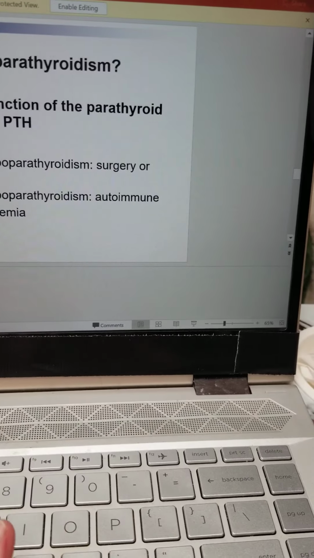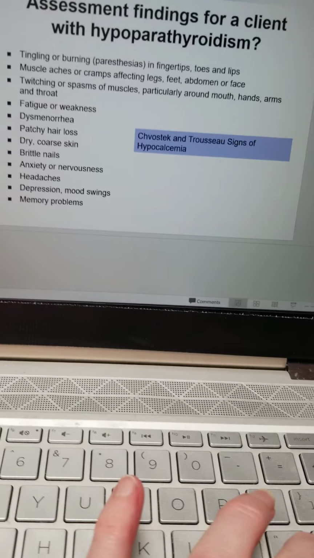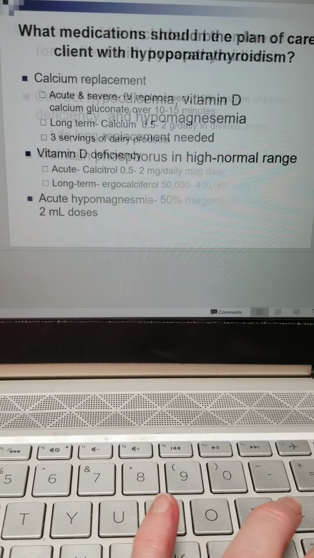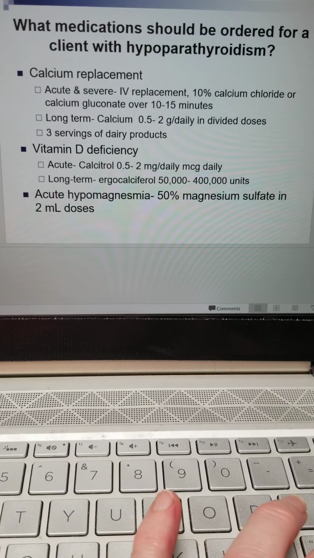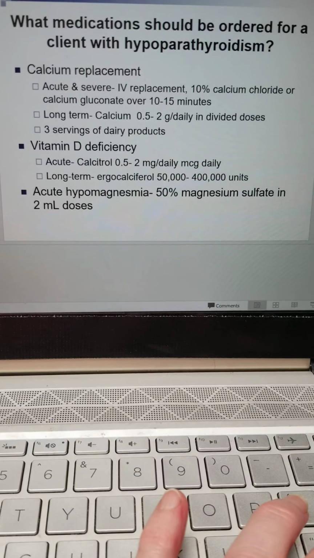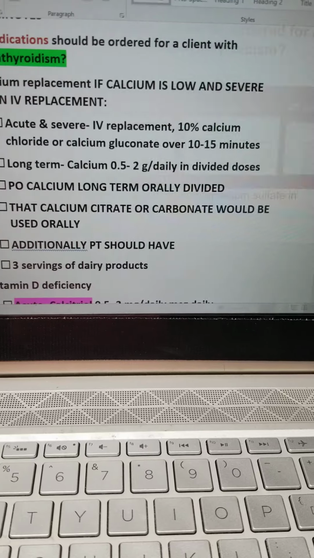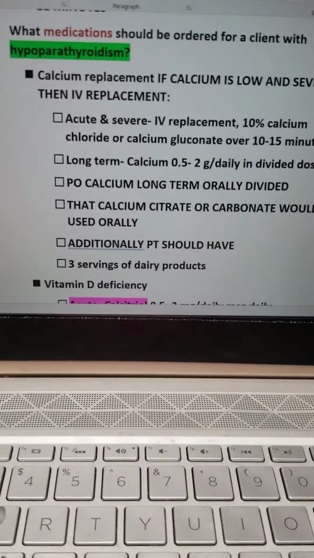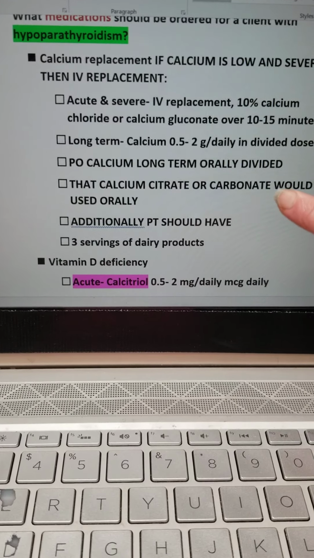We have that on the PowerPoint here: 0.5 to 2 grams daily in divided doses. 3 servings of dairy products would be necessary for hypoparathyroidism.